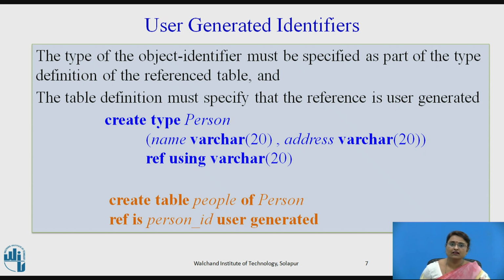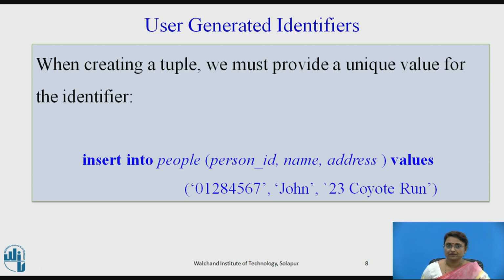You can see here that this person type we have taken as a type here, and we are creating a table. The reference we are providing is person ID, but it is user generated. The keyword we have written here is user generated, so automatically it is providing the identifiers.